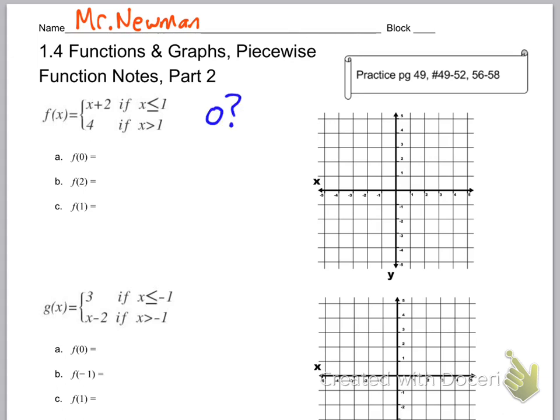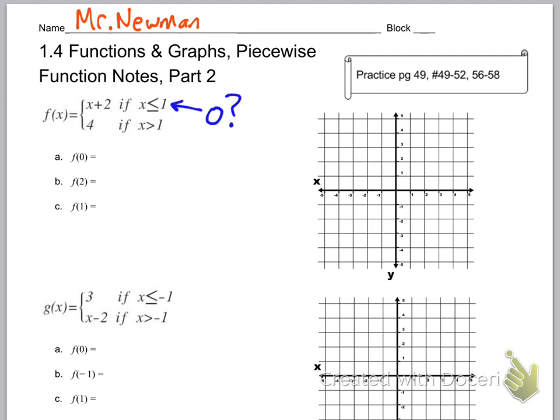So first thing you need to know is that a piecewise function works by having two or more functions rolled into one function. For example, you have y equals x plus 2 if the domain, if x is less than or equal to 1. And then you might have another function like y equals 4 if your domain is x greater than 1. So let me show you how that works.